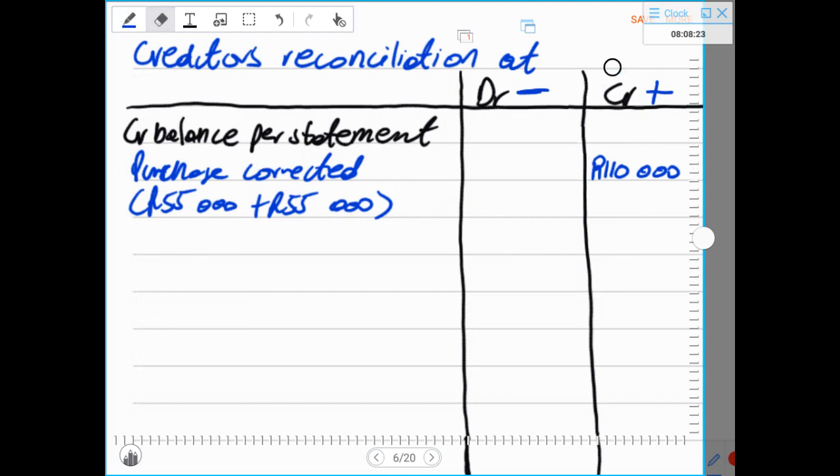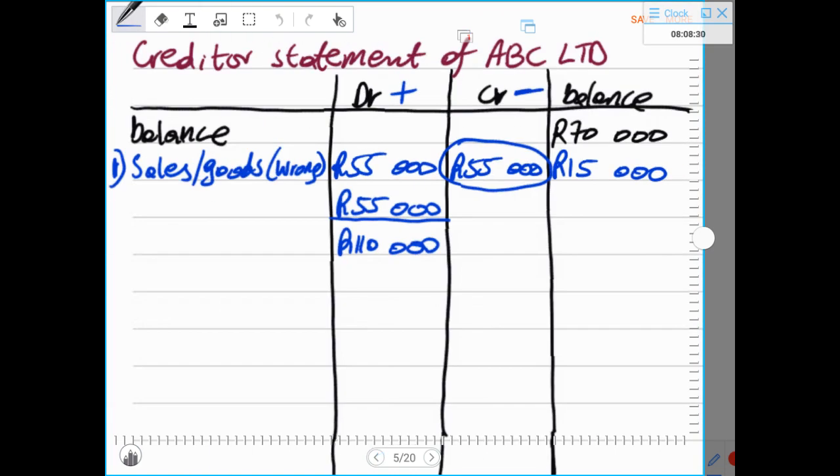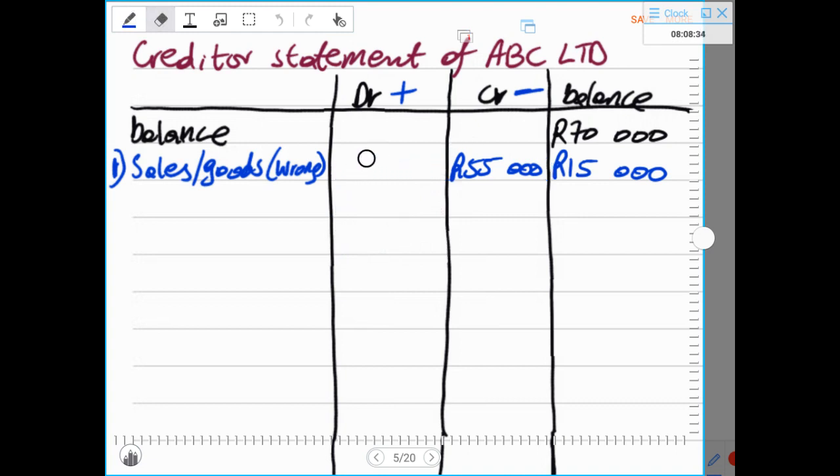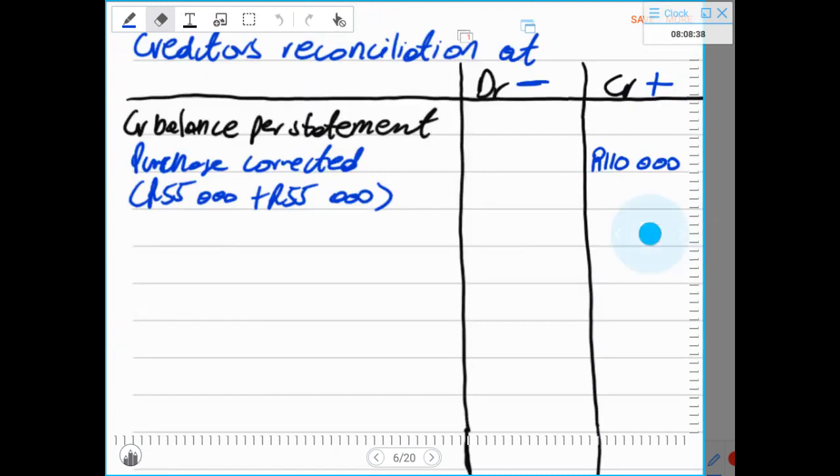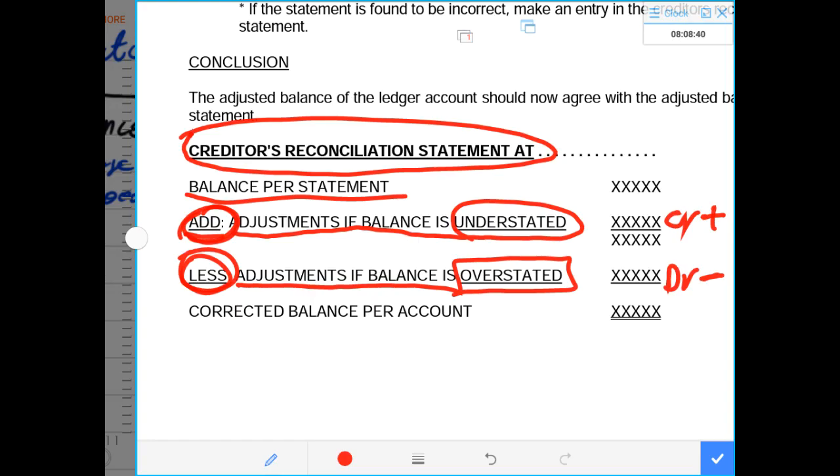So now let me go again. Remember, I recorded this again from the point of view of us as the business. Let me erase this because it was just for the sake of the explanation. Please don't forget the rule. Don't forget the rule. The rule says that if the balance is understated, therefore we add.